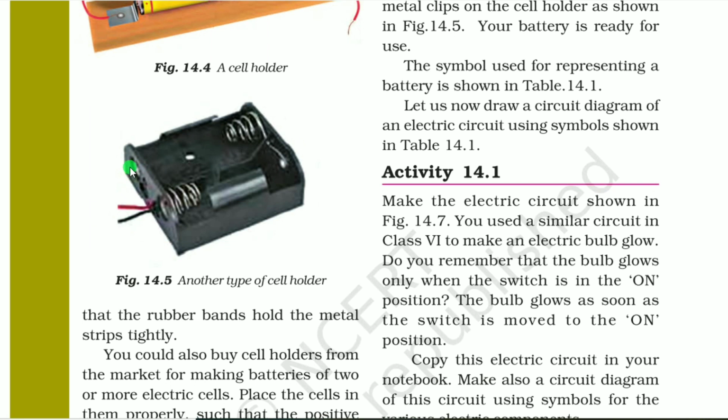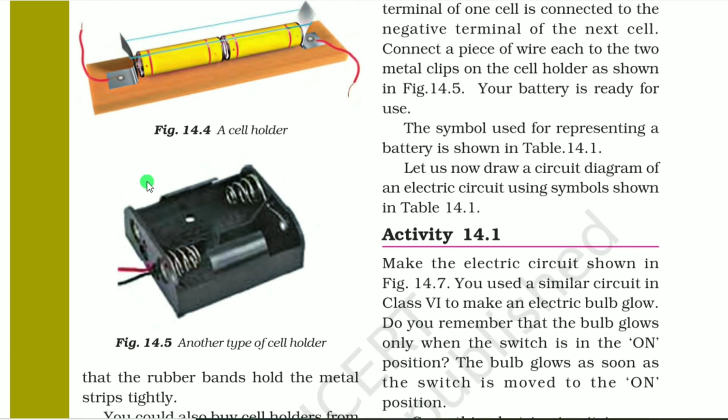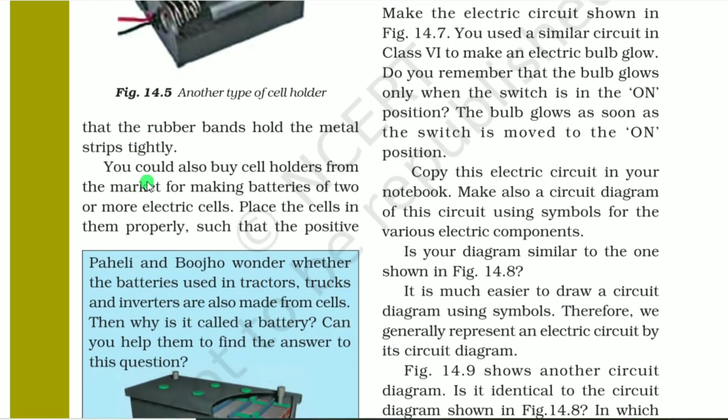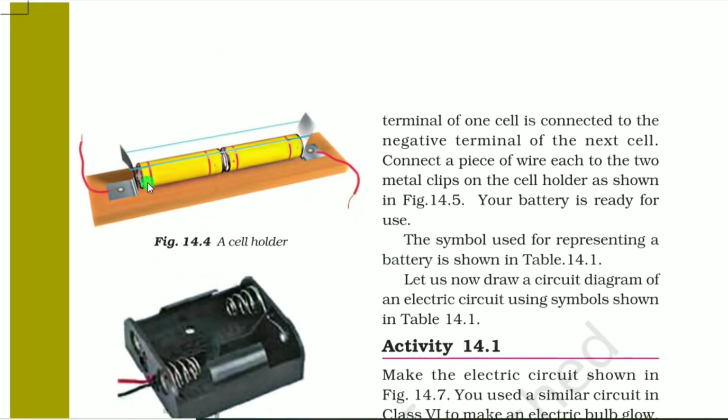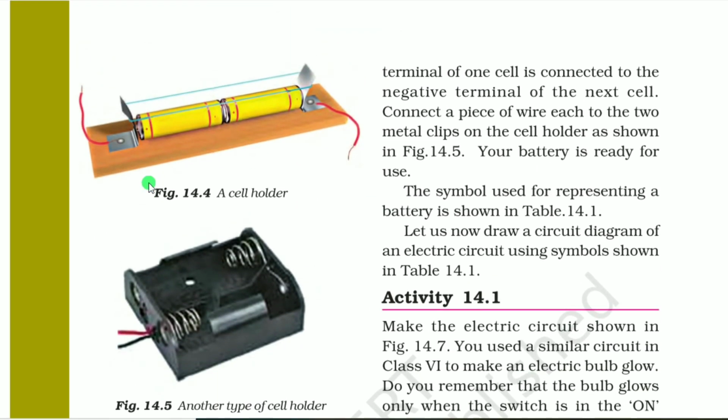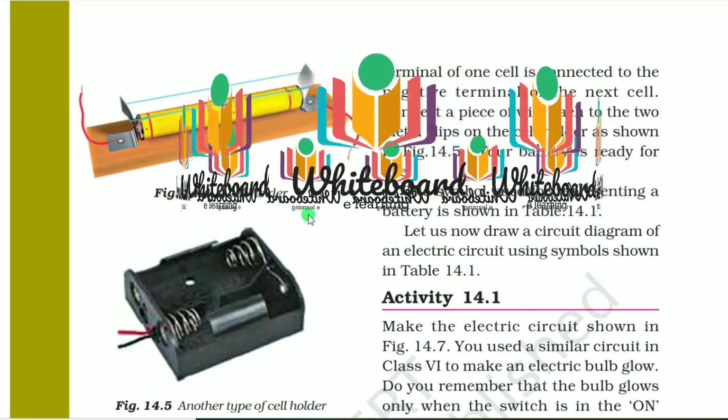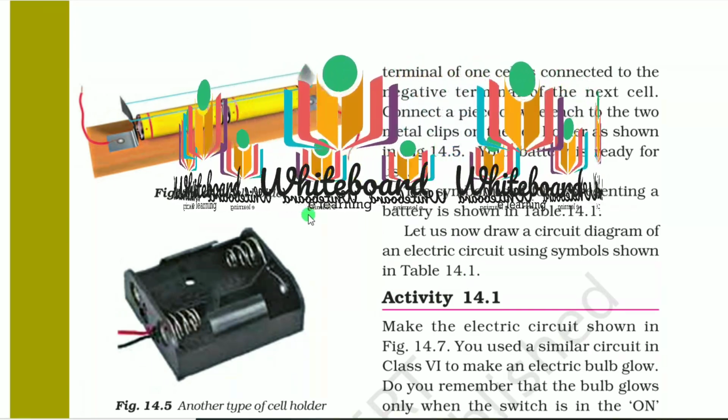So one positive terminal and one negative terminal will finally be open, and you have to connect the remaining circuit there. This is actually called the cell holder. There are different types of cell holders. So this is actually known as the series combination.